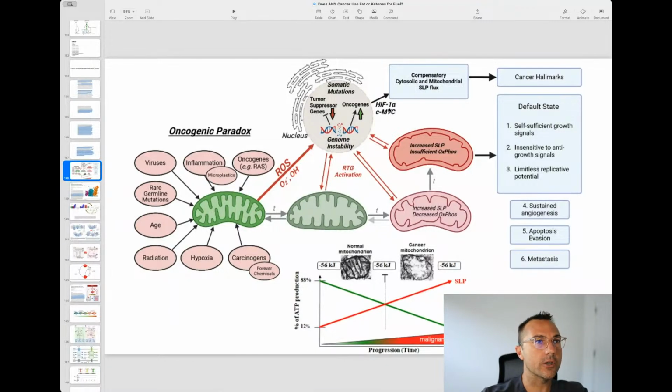I have a whole 3-part series about HIF1 alpha, and I've even learned quite a bit about HIF1 alpha since those videos came out. But it can be activated by ROS, and when HIF is stabilized, then it upregulates all of the machinery necessary for both cytosolic and mitochondrial substrate level phosphorylation. And so that's how it's set up.